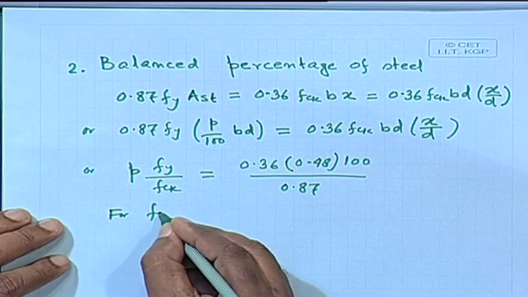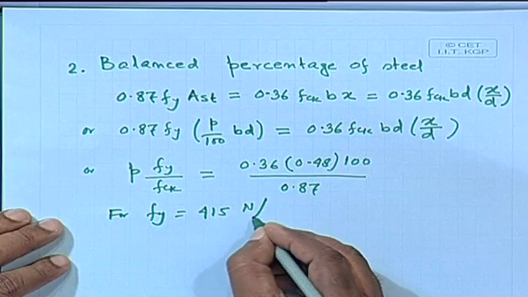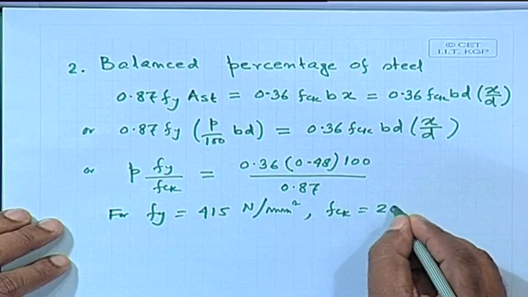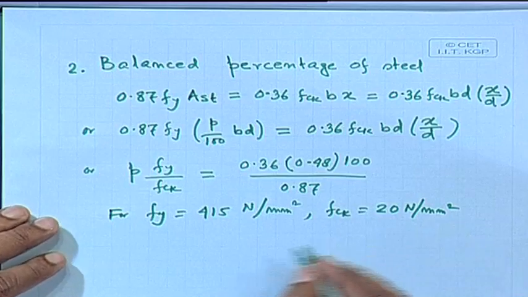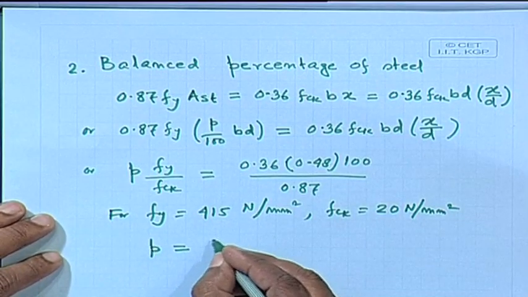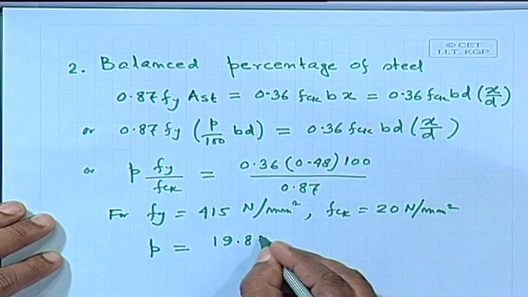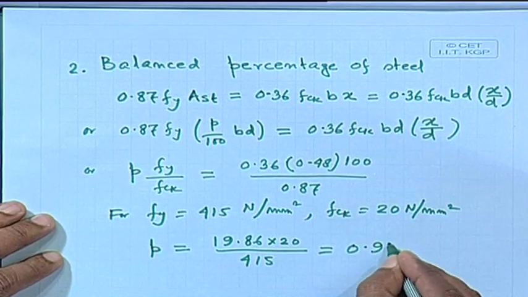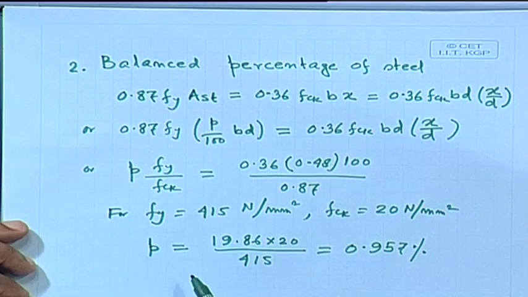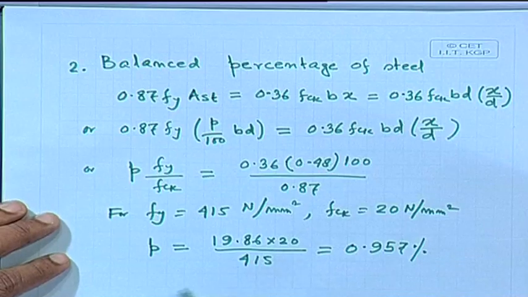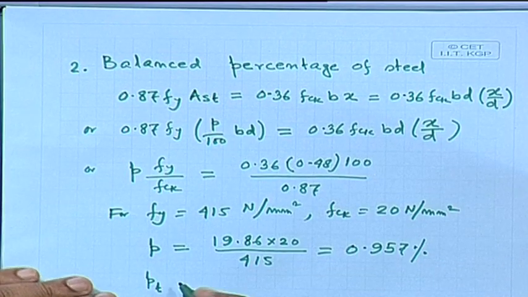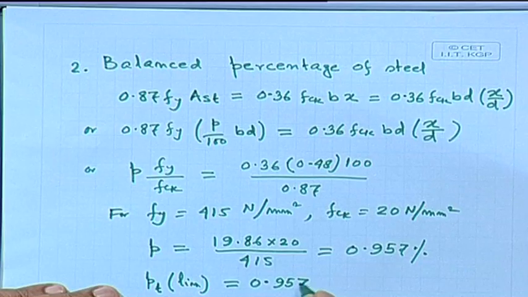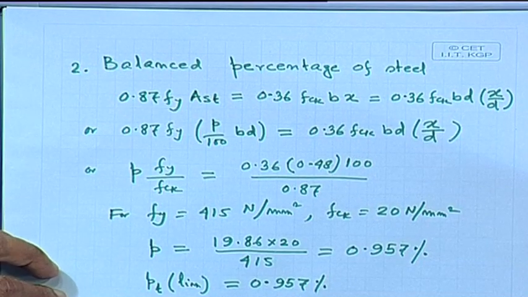For Fy equal to 415 Newton per square millimeter, that is the grade specified in this problem, fck equal to 20 Newton per square millimeter, which we have to take in this problem, p comes as, computing all those things, equal to 0.957%. That is the balanced percentage of steel, 0.957%. Since we have specified it as pt lim, limiting value, we can say pt lim equal to 0.957%, that balanced percentage of steel limiting value.